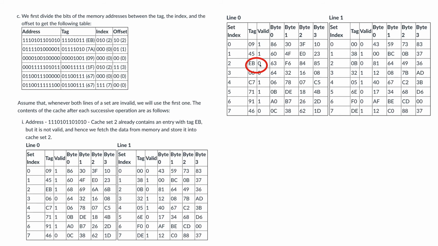But we got one that is invalid. So what should we do? The cache set 2 already contains an entry with tag EB, but it is not valid, and hence we fetch data from memory and store it into cache set 2. So you can check for this case, we loaded the new data from memory for set index 2, tag EB, and changed it to valid. We load the new data here.